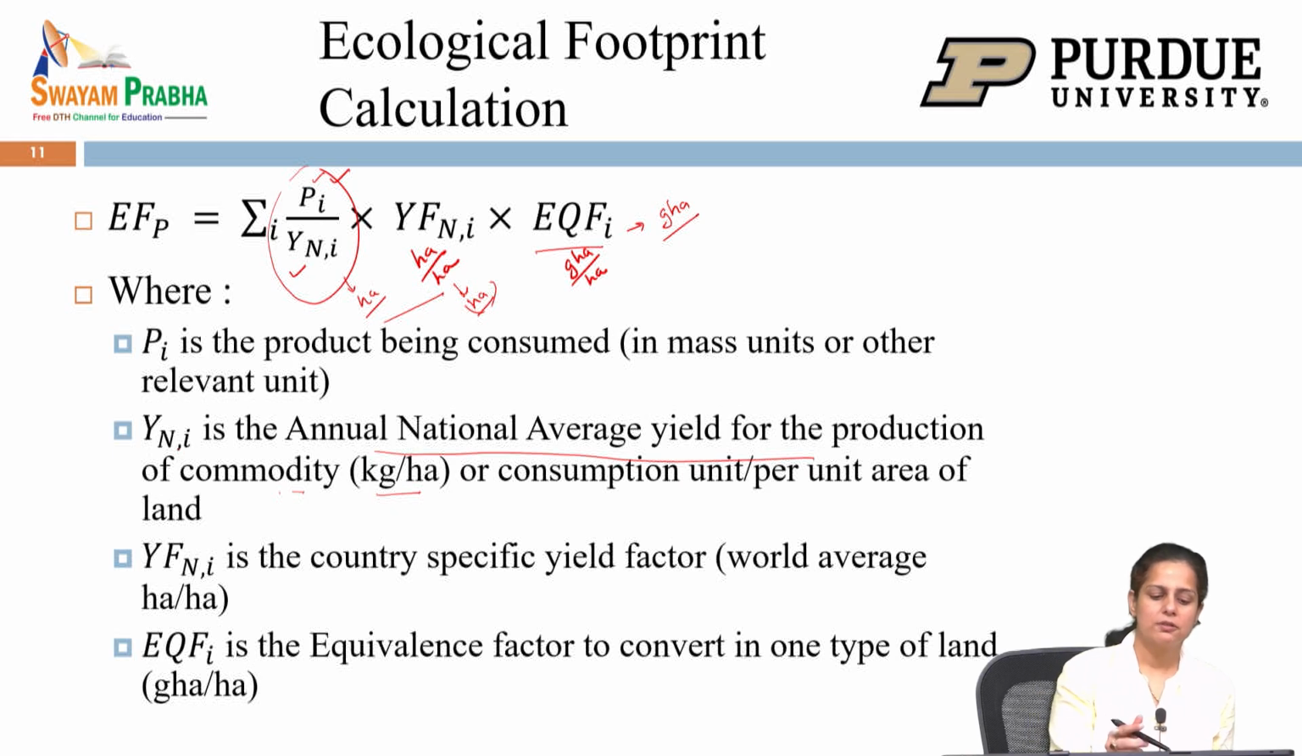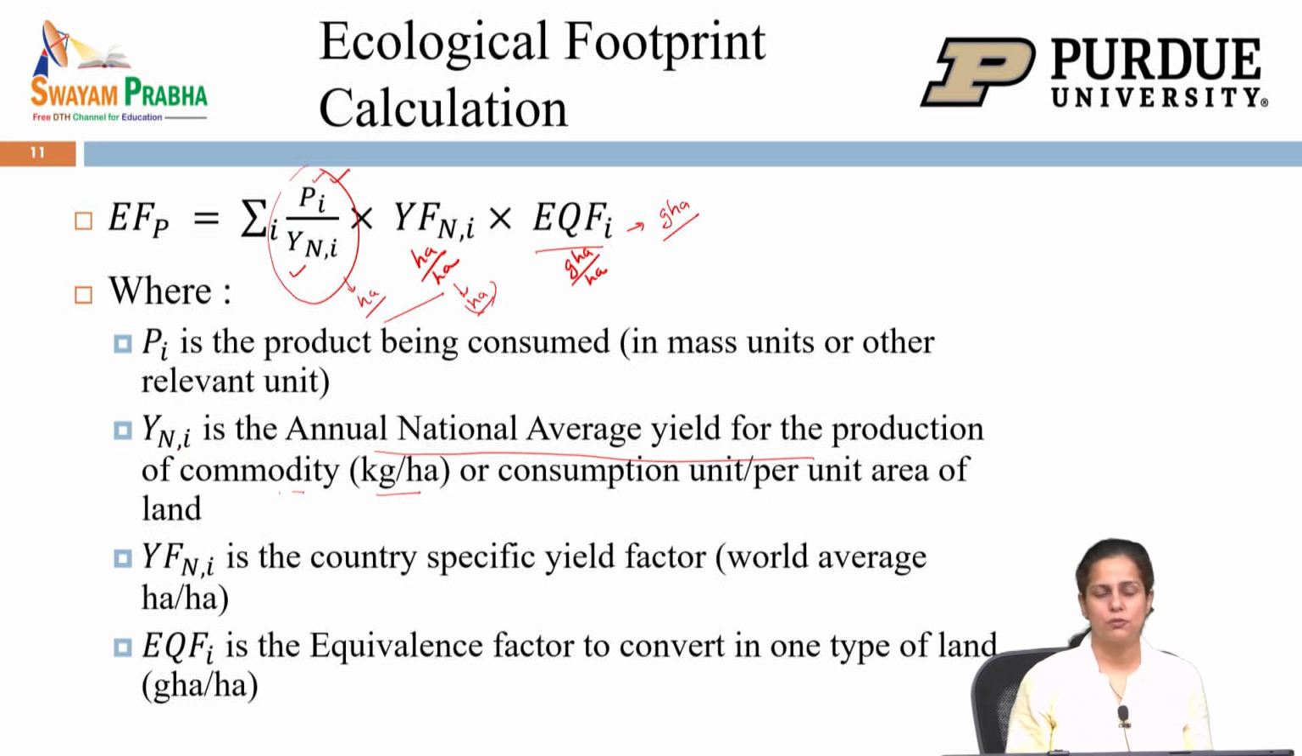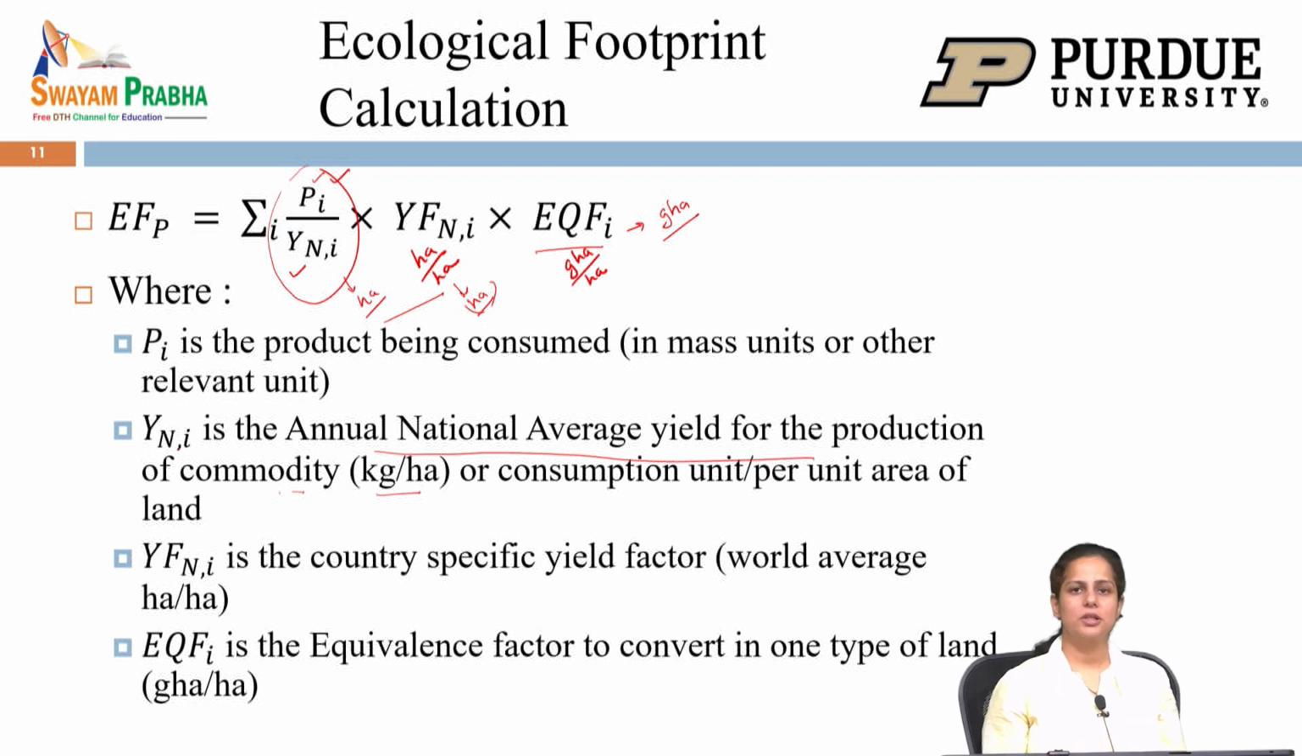So, once again, the first term is giving us how much land is required in that particular region. Multiplying by the second term, which is the yield factor, tells us how much land on an average world productivity we will need, in that particular category, whether it is cropland or fish land, and then we multiply by equivalence factor, and then we get how much land is required in terms of global hectares for making that product. So, that is a very straightforward calculation of ecological footprint, and we will see an example of how to do an ecological footprint calculation for products.